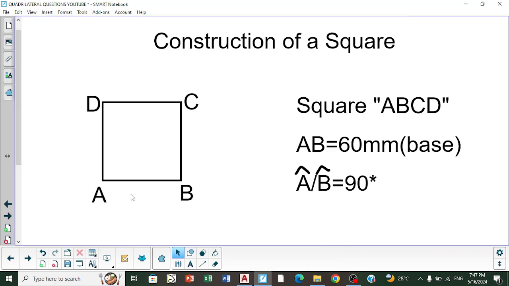Right? So this here is 60. This is the worded question, and this is a question in picture form. So the square ABCD has a base of 60 millimeters, and the sides are of equal length, and all the angles inside of the square are 90 degrees. When you add up all of the angles, you get 360 degrees. So all the angles within a quadrilateral add up to 360 degrees. But we want to focus on its construction based on the question provided here.